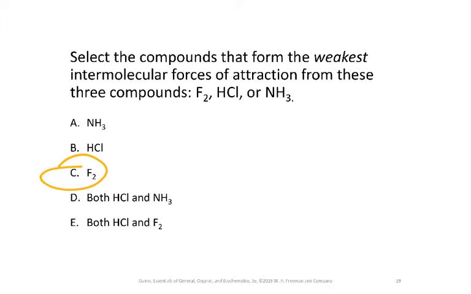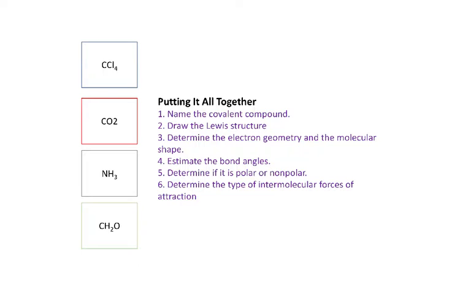All right, putting it all together as promised. Here are some molecular formulas. We want to name the compound, draw the Lewis structure, determine the electron geometry and the molecular shape, estimate the bond angles, determine if it's polar or nonpolar, and determine the type of intermolecular forces of attraction. It's a lot of things that you know how to do now. I can only give you so many examples before you start to repeat, because we've seen basically all of the possible shapes.